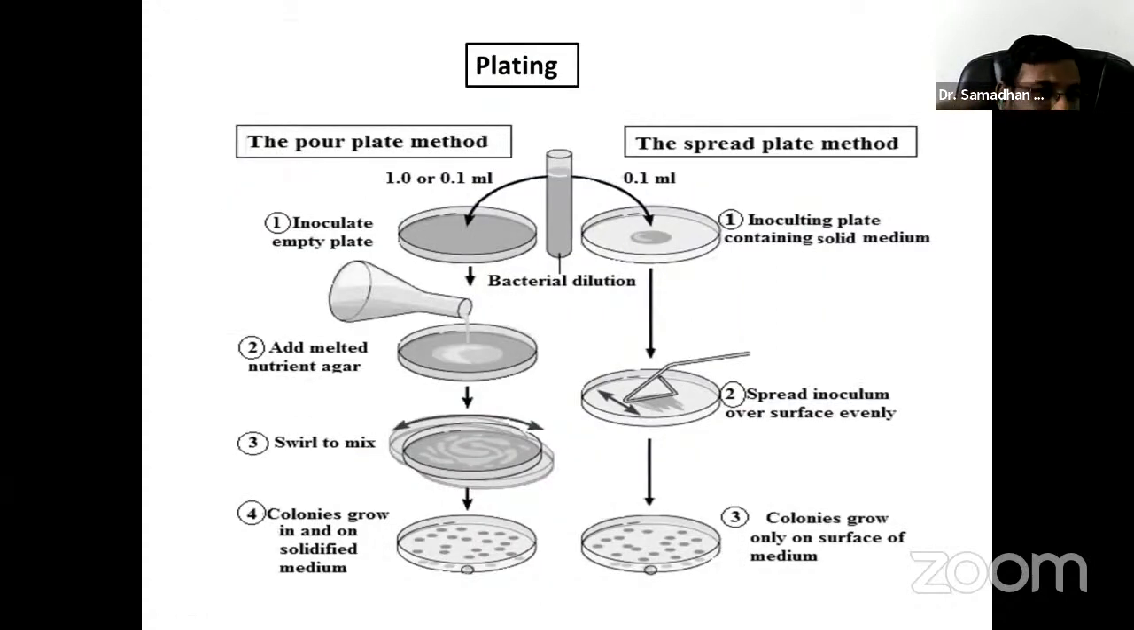Now plating. There are two types of plating: pour plate method and spread plate method. In the pour plate method, generally 1 ml of sample is taken, and in the spread plate method, 0.1 ml of sample is taken. In pour plate, you first pour the media and then inoculate the sample. In spread plate, you take the solidified media plate, and on that you spread the sample.